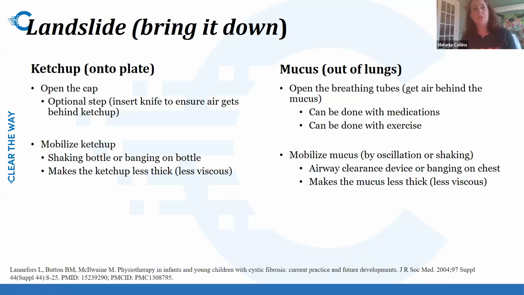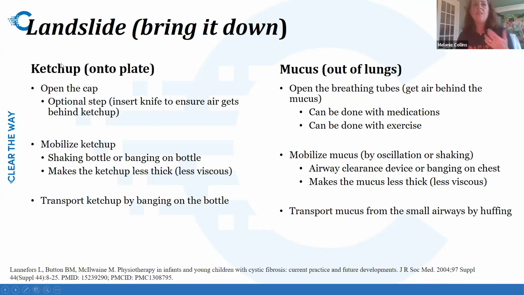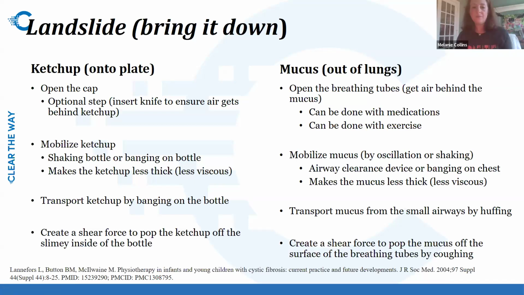Then you have to mobilize the fluid. So for ketchup, you're going to shake or bang on the bottom. But for mucus, you can't exactly shake a person with the same vigorousness that you can a bottle of ketchup. So we need to mobilize it, and we can use oscillation or we can use shaking. And you can do that through an airway clearance device or by banging, thwacking on the chest to do postural drainage and percussion. The goal is that you're going to make this fluid less thick and less viscous. And then the very last thing you need to do is transport the ketchup or the mucus out of the area. And we do that by huffing.